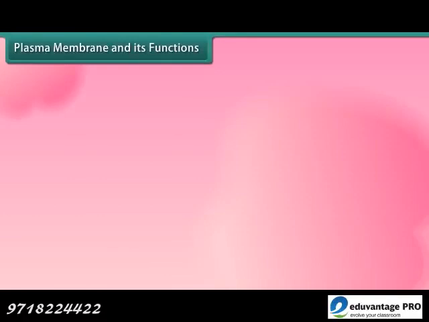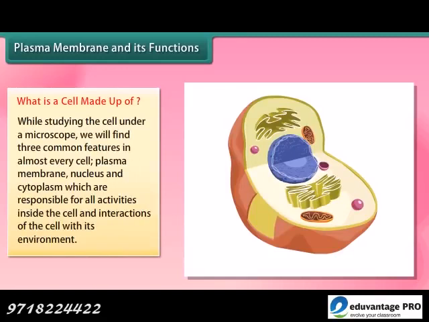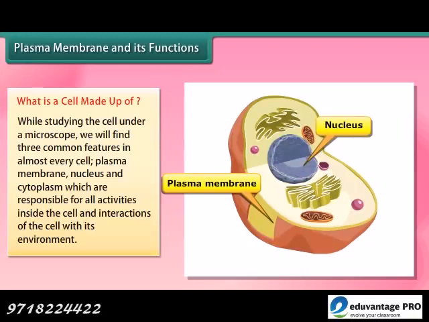Plasma membrane and its functions. What is a cell made up of? While studying the cell under a microscope, we will find three common features in almost every cell. Plasma membrane, nucleus, and cytoplasm, which are responsible for all activities inside the cell and interactions of the cell with its environment.